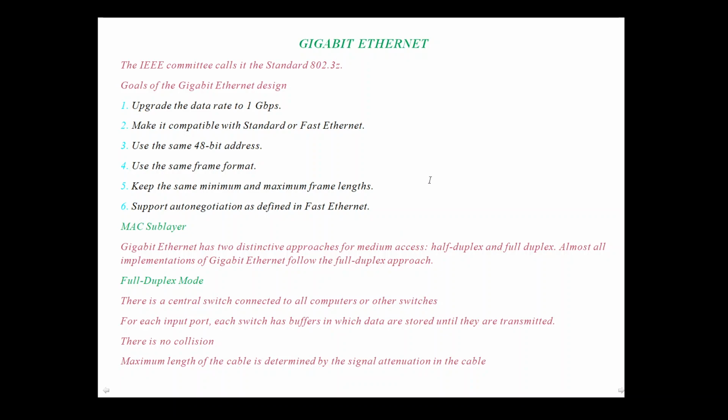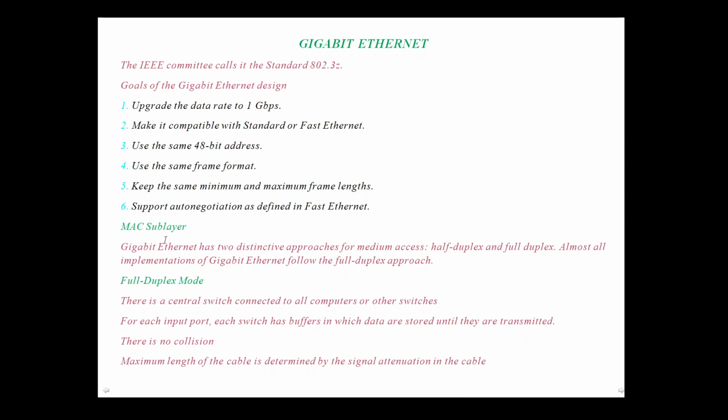The goal of gigabit Ethernet is to upgrade the data rate to 1 Gbps and make sure that gigabit Ethernet is compatible with standard Ethernet or fast Ethernet. We are going to use the same 48-bit addresses as source address and destination address, that is the link layer addresses, using the same frame format, and the maximum and minimum frame length are the same. It also supports auto negotiation.